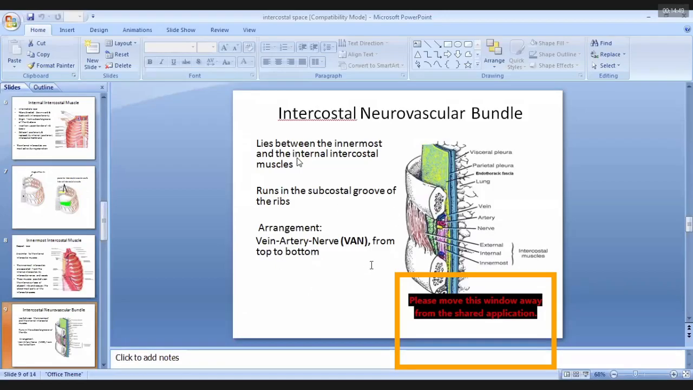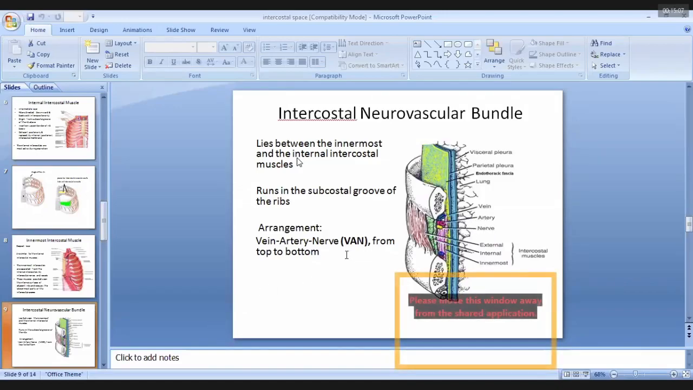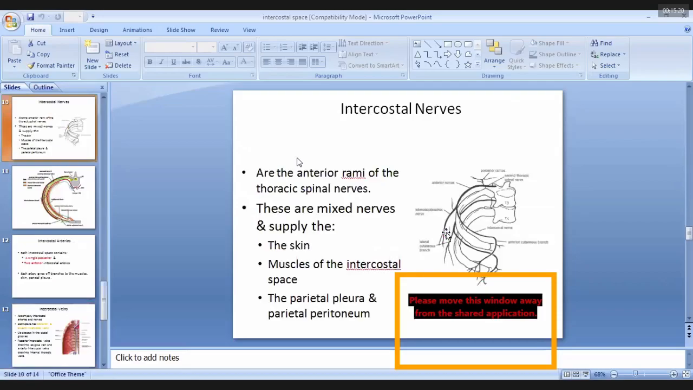The arrangement of this neurovascular bundle from superior to inferior direction: the most superior structure, or top structure, is the intercostal vein, then the intercostal artery, and the intercostal nerve. So VAN. From superior to inferior, from top to bottom, the structures are arranged as intercostal vein, then intercostal artery, and intercostal nerve.